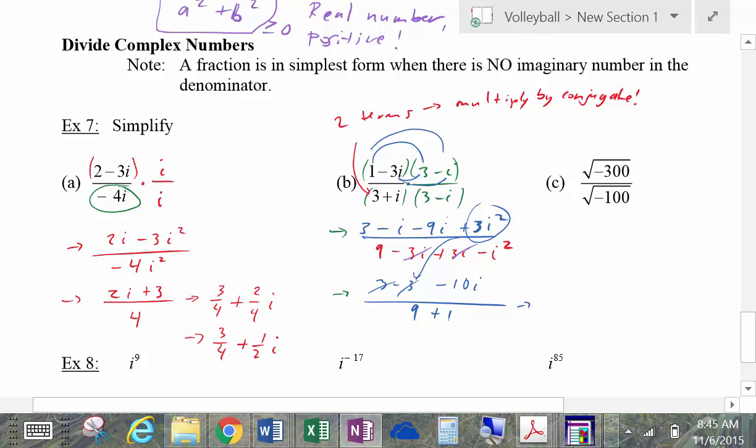So my final answer, negative 10i over 10. It's negative i. All right, any questions? All right, part C. How do you go about simplifying square root of negative 300 over square root of negative 100?